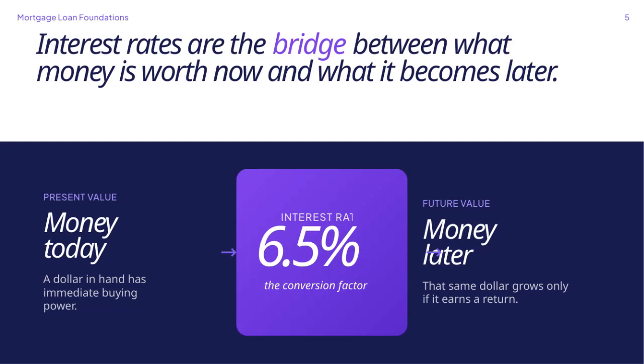Interest rates serve as a crucial link between the value of money today and what it will be worth in the future. We start with the concept of present value, which reflects the buying power of a dollar you have right now. A dollar in hand allows you to make purchases immediately, which gives it inherent value. On the other hand, future value represents the worth of that same dollar at a later date, but this amount will only grow if the dollar earns a return over time. That return is what we call the interest rate. In this case, 6.5%. You can think of the interest rate as a conversion factor, translating today's money into its future equivalent. Understanding this relationship is fundamental when dealing with mortgage loans, as it helps us determine how loan payments and balances change over time.